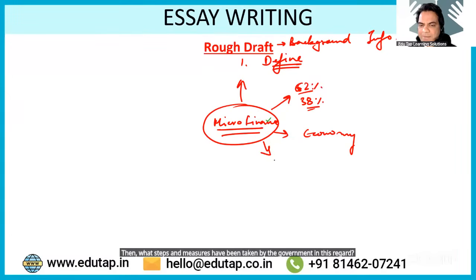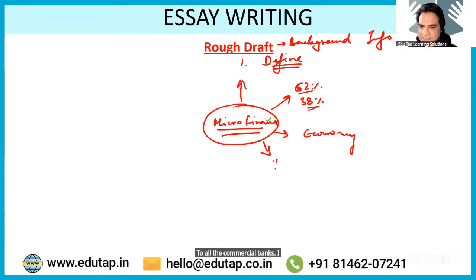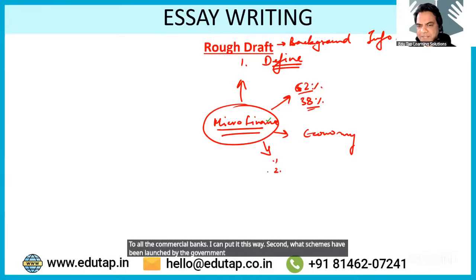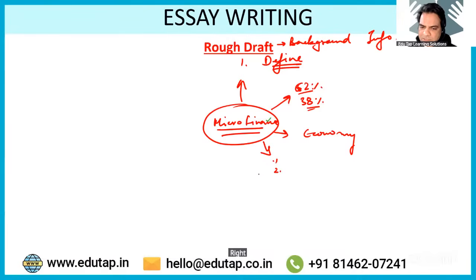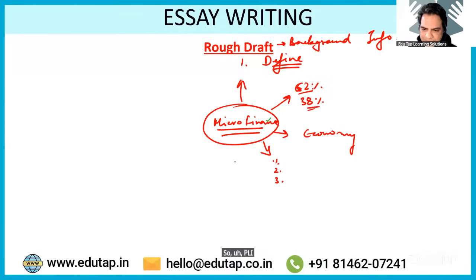First, the rule by RBI. RBI has clearly mentioned that for every branch in urban areas, you have to open one branch in the rural sector of the country. That is a norm laid out by RBI to all the commercial banks. Second, what schemes have been launched by the government in this regard? Pradhan Mantri Jan Dhan Yojana, right? Zero balance savings accounts have also paved the way for more people coming under this. Third, use of UPI. UPI has brought many people under this. So all these steps have been taken, including priority sector lending. Exactly. So PLI schemes are also important to mention.